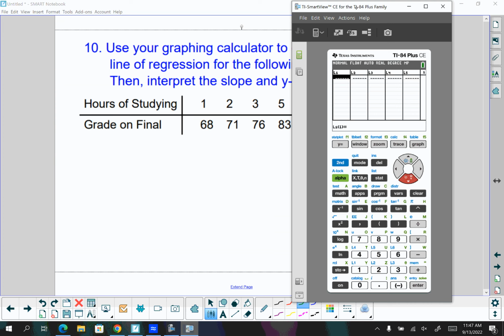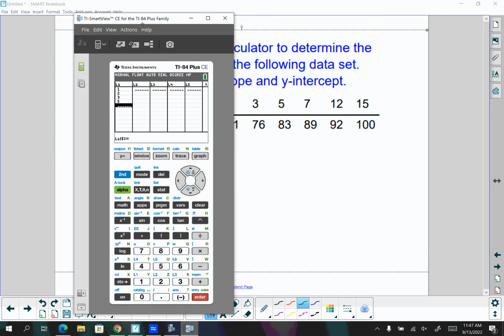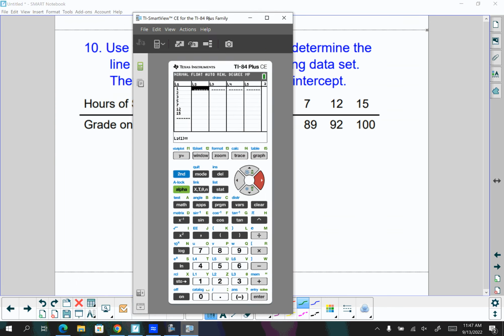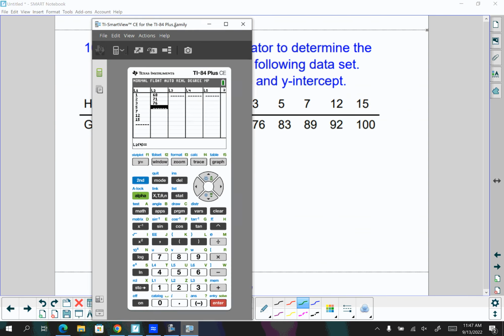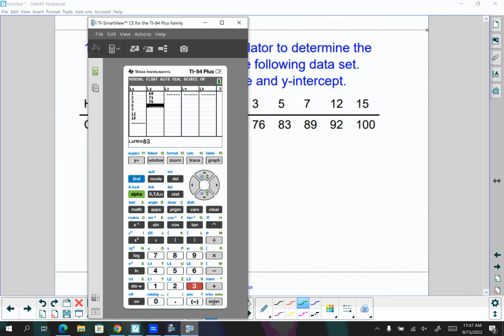So hours of studying is my L1. 1, 2, 3, 5. What else do I have over there? 7, 12, and 15. My L2 is my grades on a final exam. So 68, sorry, 71, 76, what else do I have? 83, 89, 92, and 100.